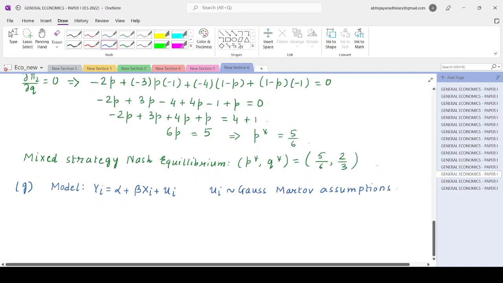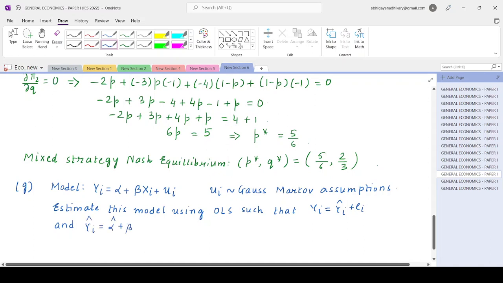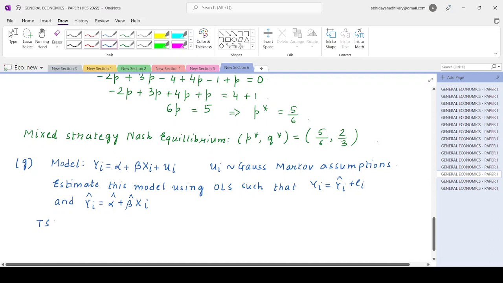And we estimate this model using OLS, such that yi will be equal to yi hat plus ei. A part of it will be estimable and the part will be error. And yi hat is basically alpha hat plus beta hat xi. Correct? Now, what is the total sum of squares?